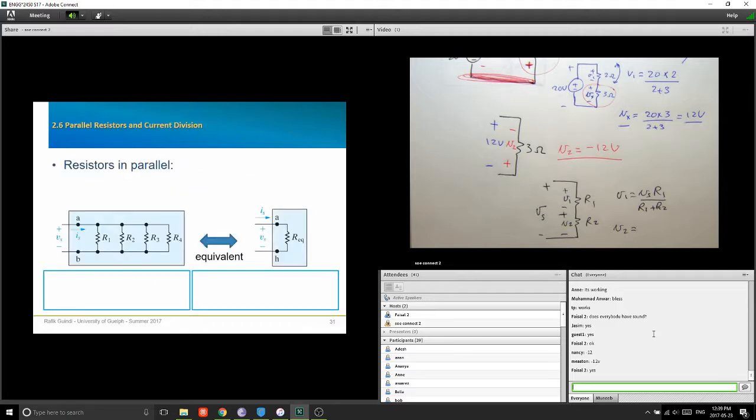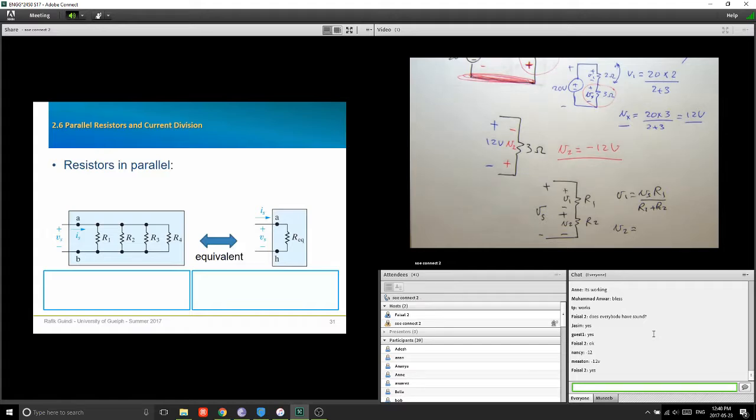Okay. So that was about resistors in series. Now we're going to look at resistors in parallel. We define resistors in parallel, or any elements in parallel for that matter, as being elements that are connected between the same 2 nodes. So look at that. R1, R2, R3, R4, all of these are connected across the same 2 nodes. The top node is called A and the bottom node is called B. So we say that these are resistors in parallel.